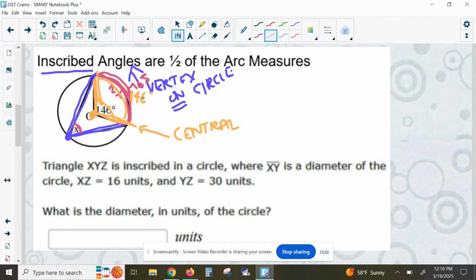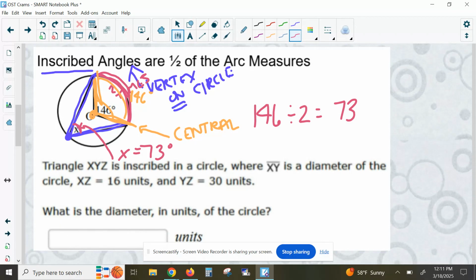Now, if we know this ice cream is 146, we know the cone is half the size. So we can take 146 and divide it by 2 to get that inside angle. 146 divided by 2 is 73. So this angle X right here, X equals 73 degrees.